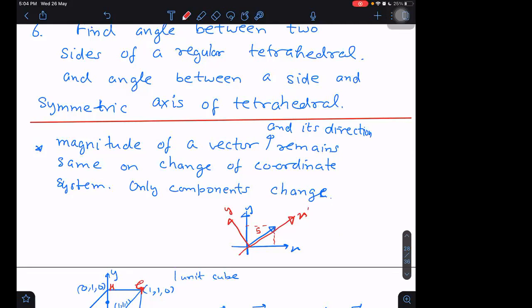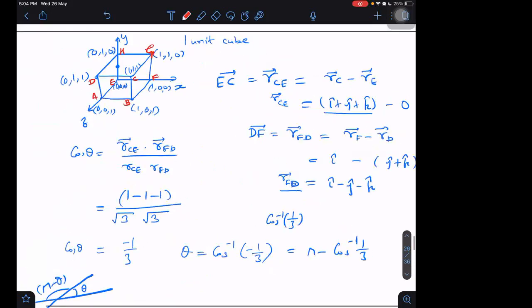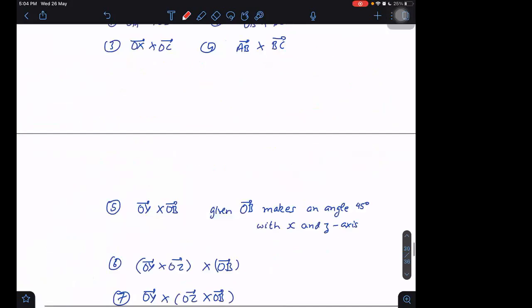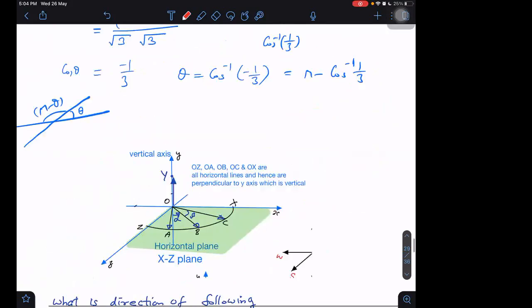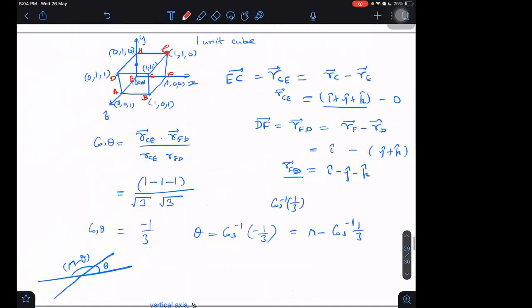Yes, sir. Right. Next, we have this. This is for understanding the cross product properly.